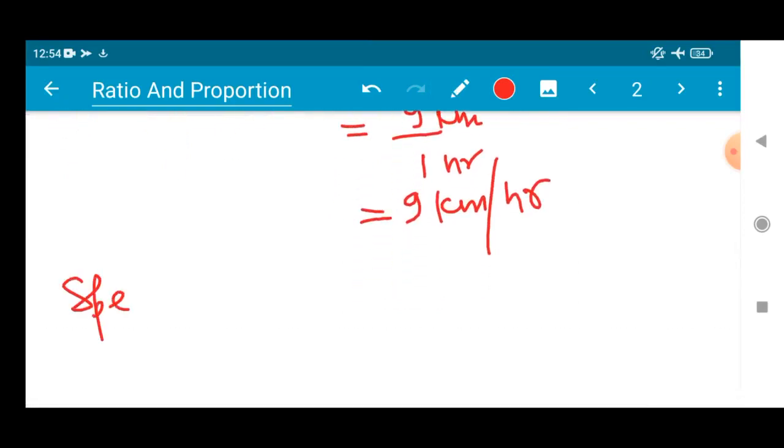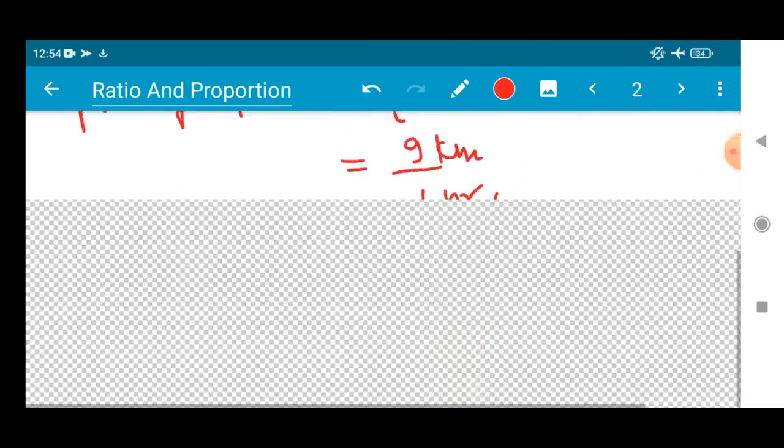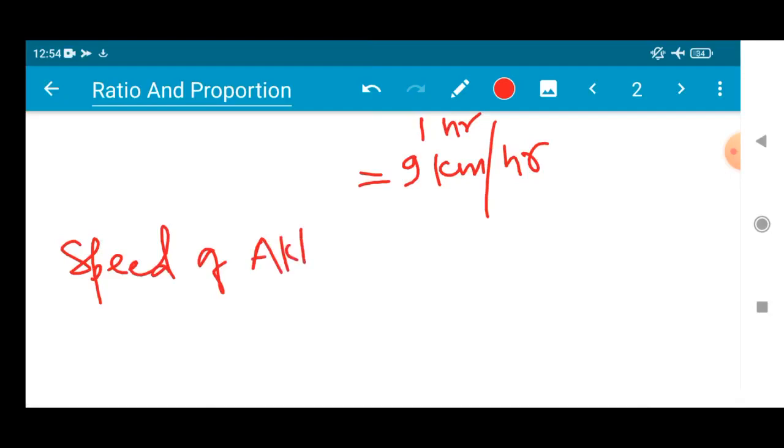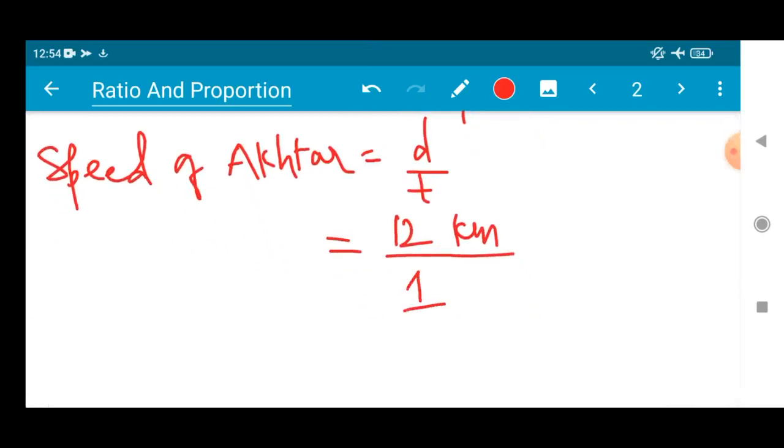Similarly, we will find the speed of Akhtar, right? The next boy is Akhtar. Again the formula is distance divided by time, which is 12 kilometer. In an hour means it will indicate 1 hour. So it will be 12 kilometer per hour.